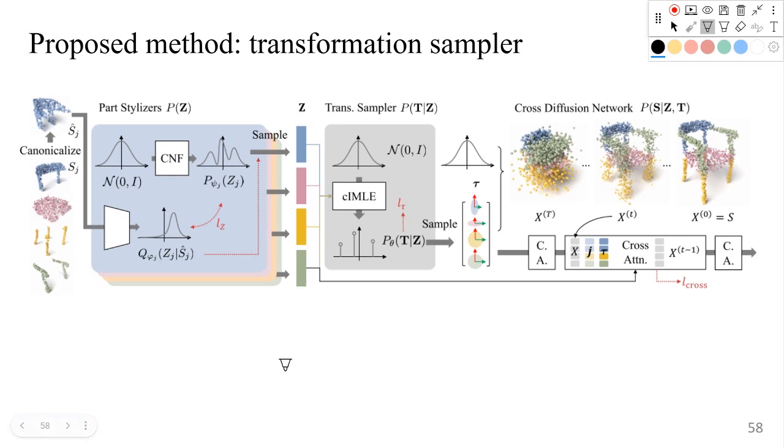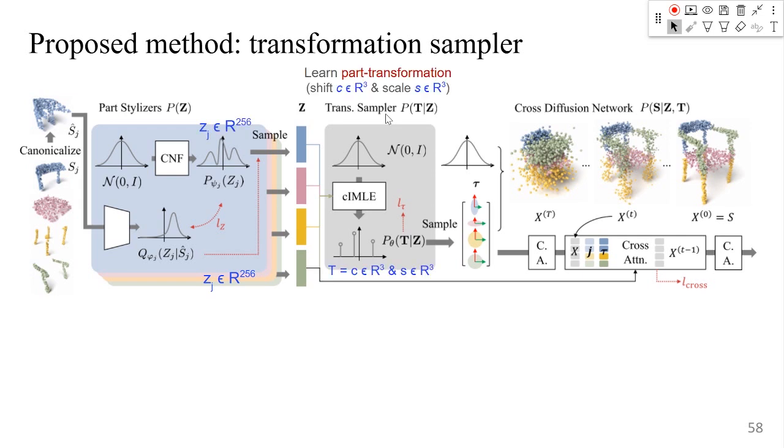Okay, so next we will discuss the second block, which is the transformation sampler. The transformation sampler consists of C. C here is the translation. We have the X, Y, Z translations, and also scale. Scale also we have 3, corresponding to the axes X, Y, and also Z.